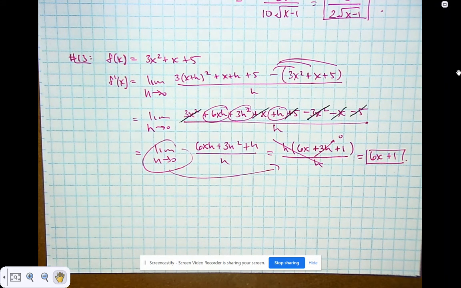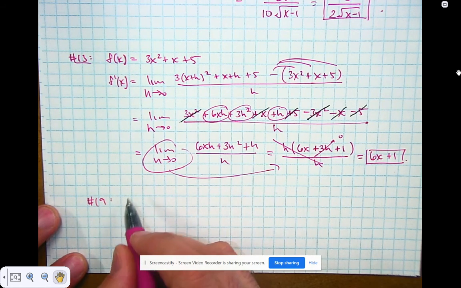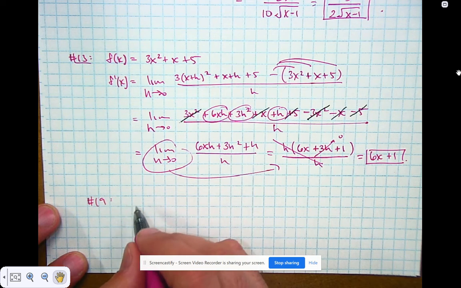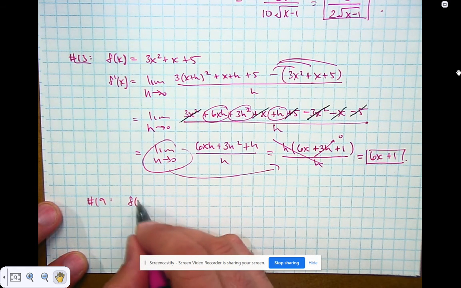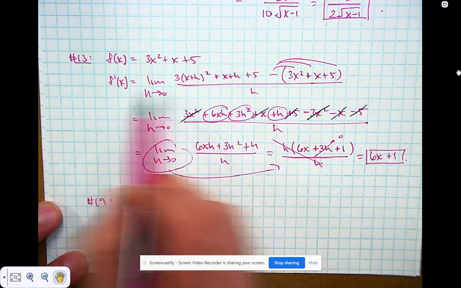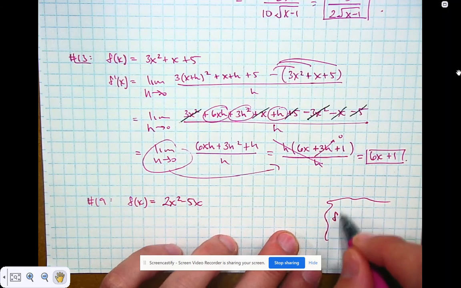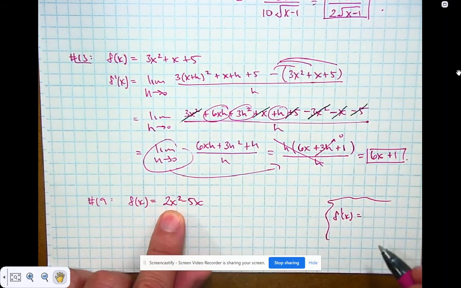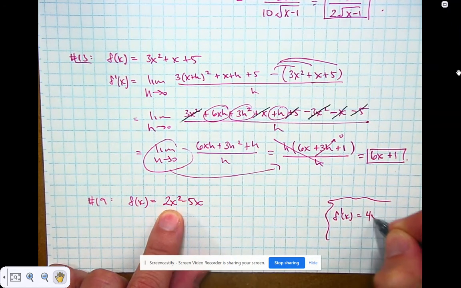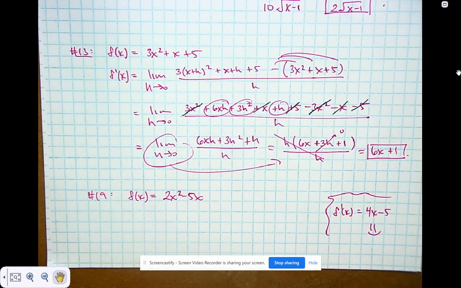I think the next one you guys would try, hopefully you can do number 19, right? Number 19 is 2x squared minus 5x. You'll practice this algebra stuff, right? You should get at the end, right? We know this from our power rule, right? We know we better get 4x minus 5. If you get that, you guys are good to go, right? You're good with that.